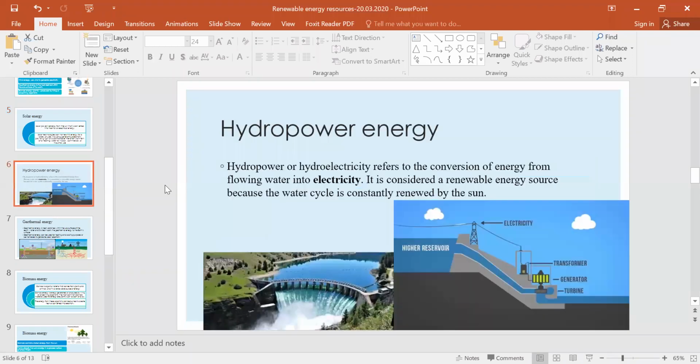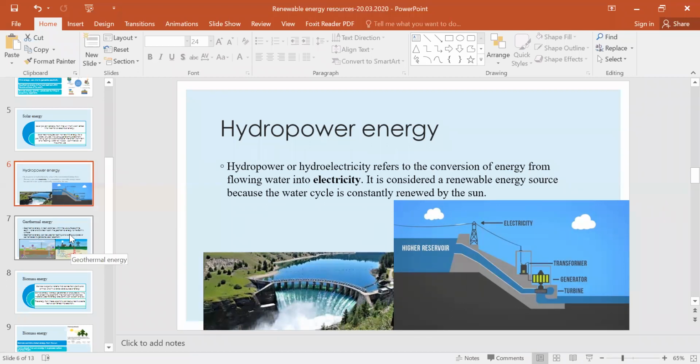If we could go on with the other type of renewable energy resources, it is the water energy or the hydropower energy. What happens? The energy is converted from the flowing water to electricity. There exist transformers or generators that convert the water into the energy that we need, or electricity most of the time.